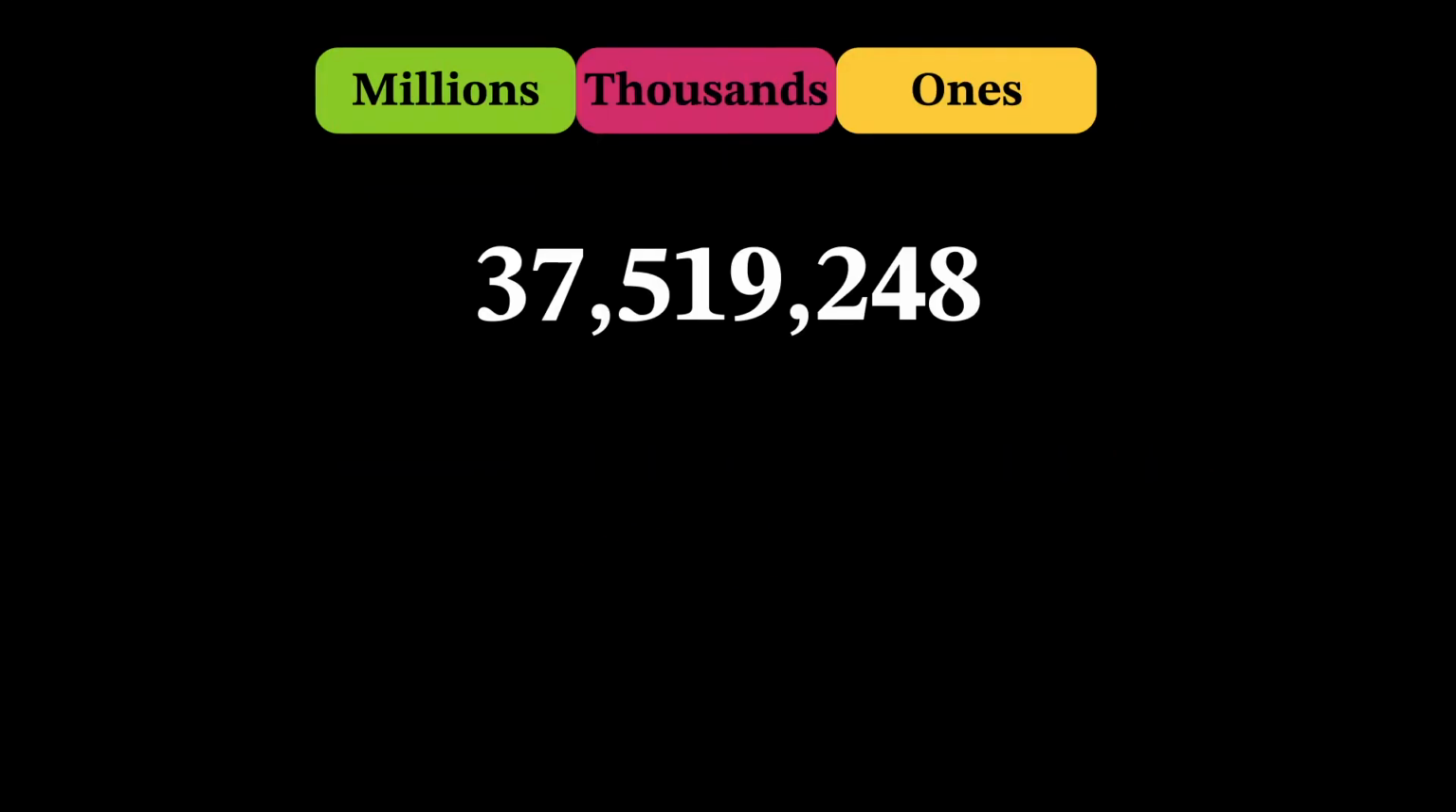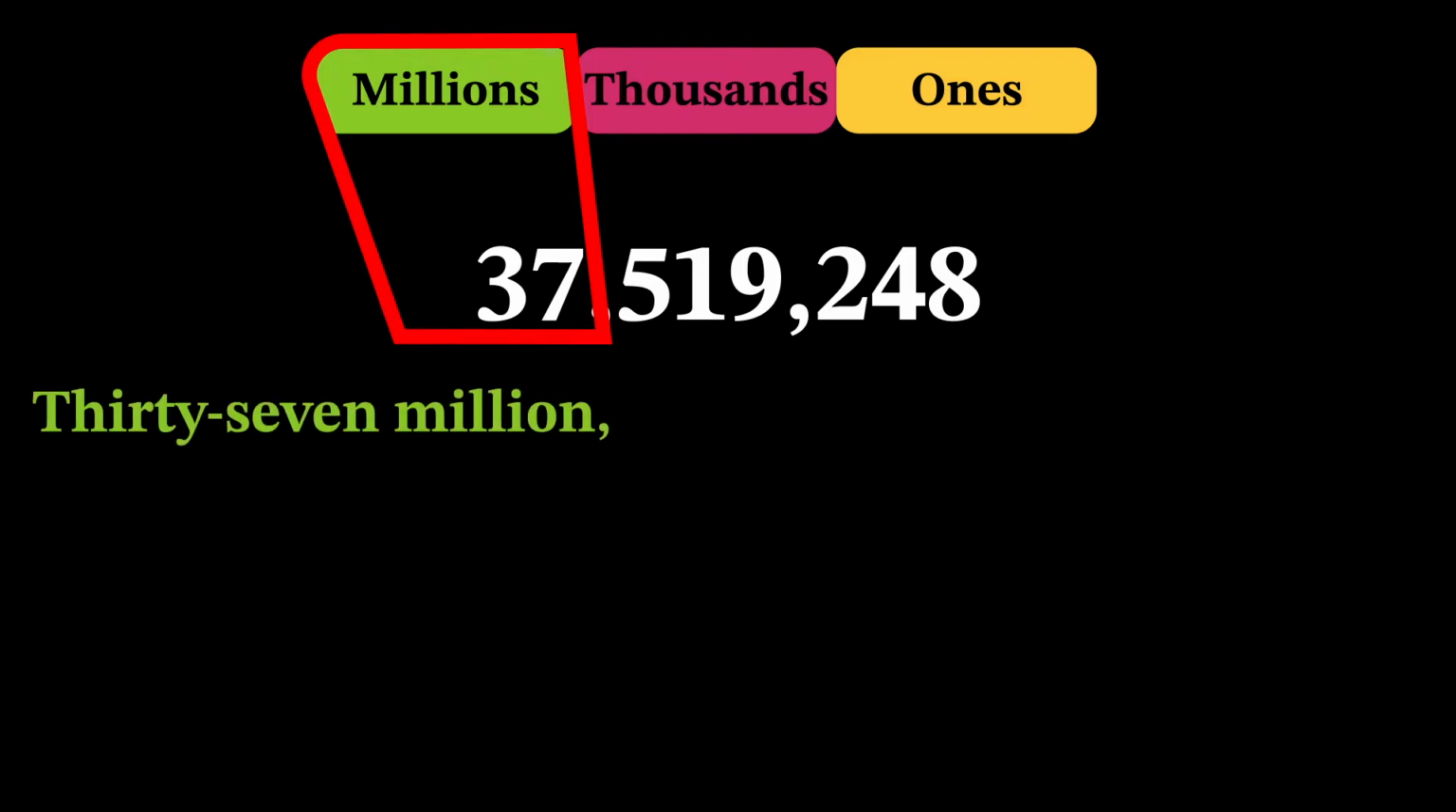Let's name this number. First, let's name the periods. After some practice, you will be able to eyeball the number without having to count up from the ones period. So we have ones, thousands, millions. The number 37 is in the millions period, so we can name this part 37 million and separate it with a comma. Notice the letter S was removed. We don't say 37 millions.